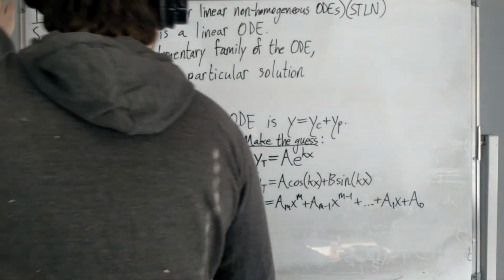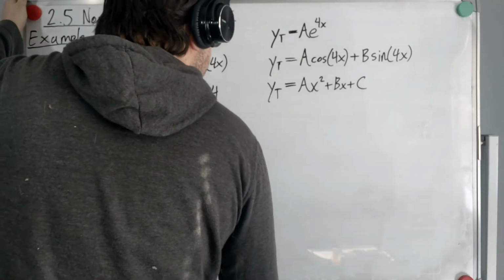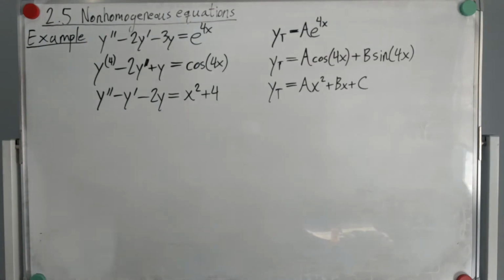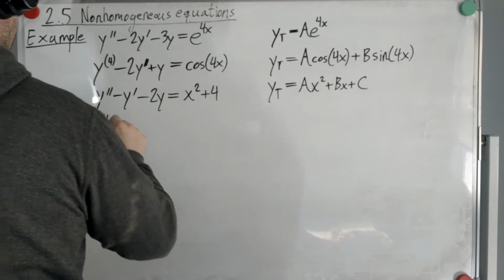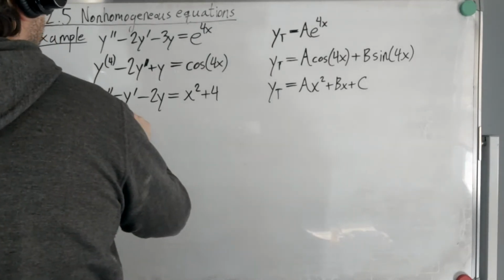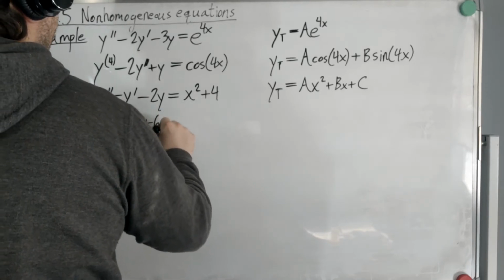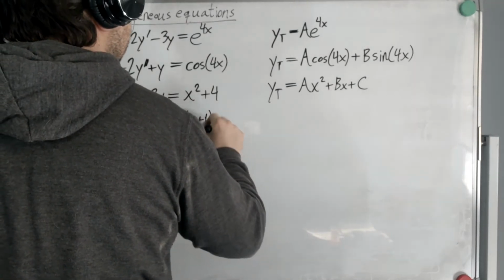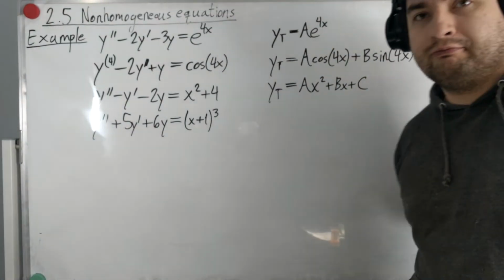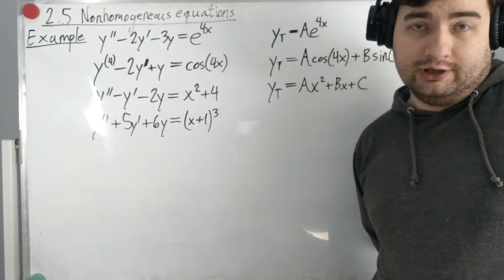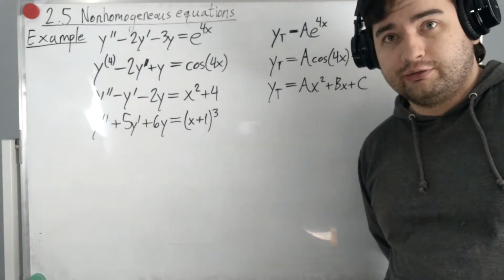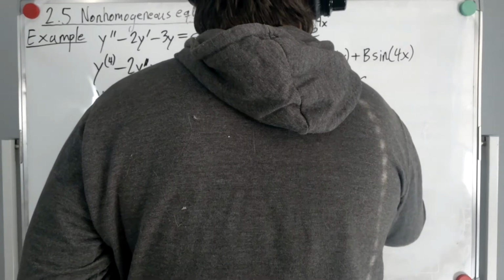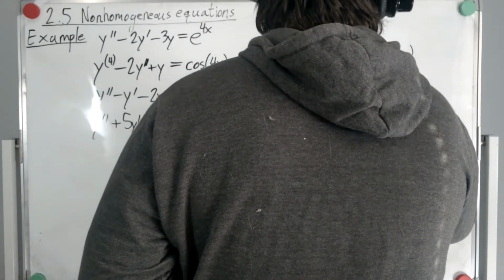Okay, so let's look at some more examples of how to come up with a guess based on the inhomogeneous term. And I promise we will get to actually doing out a full example in its entirety in just a moment. So let's suppose we have y'' + 5y' + 6y = (x+1)^3. Okay, (x+1)^3 is a degree 3 polynomial. Therefore, our guess should be a degree 3 polynomial. So, the guess that we would make is like ax^3 + bx^2 + cx + d.